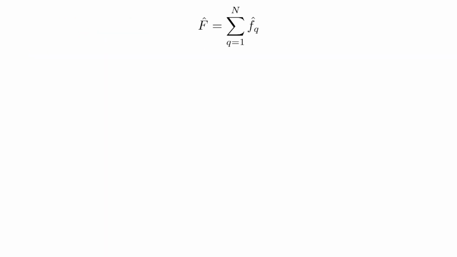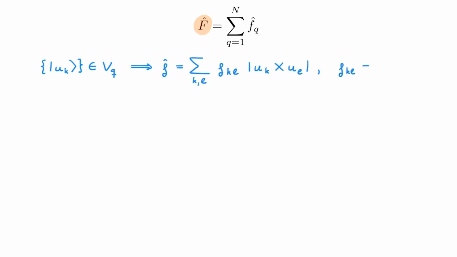The key point of this video is that because we're working with identical particles, we can find a much more compact representation for a one-body operator like F when we work in second quantization. To see this, let's start with a basis u in a single particle state space V_q. From the video on representations, we know that the operator f is equal to the sum over k,l of f_kl and the outer product of u_k with u_l, where f_kl is the matrix element of f in the u basis.